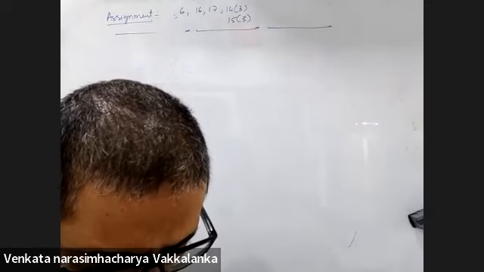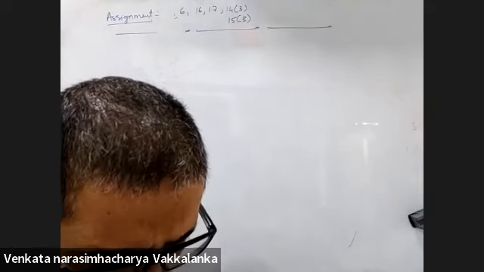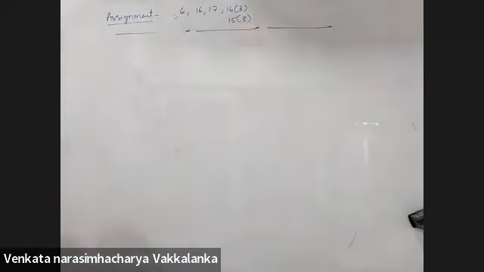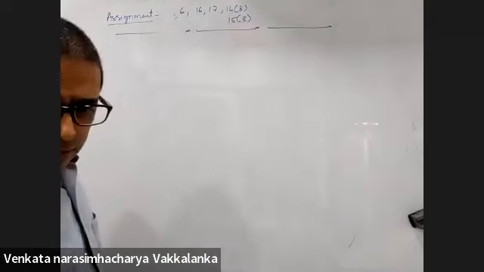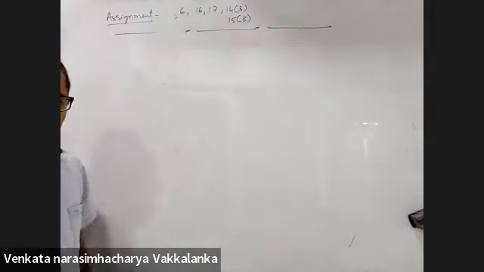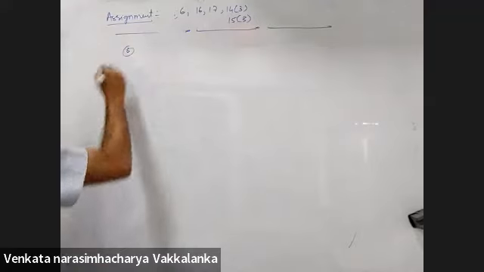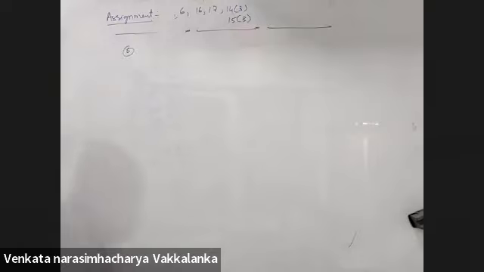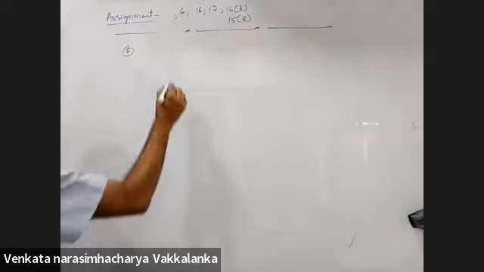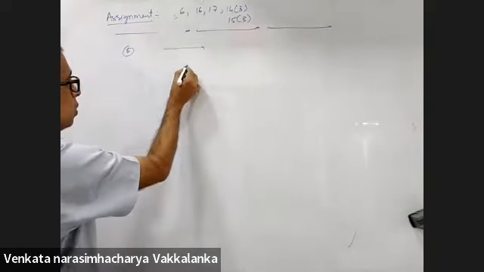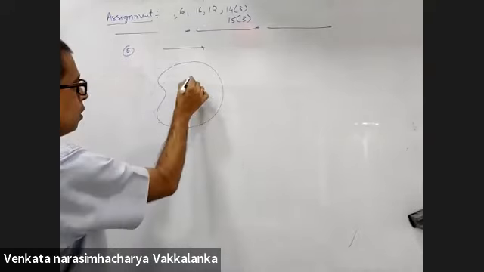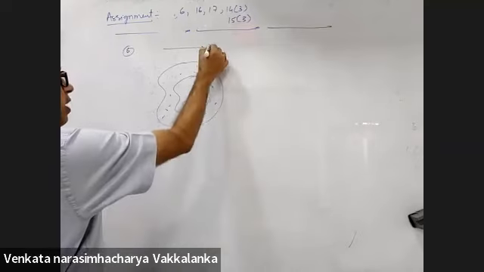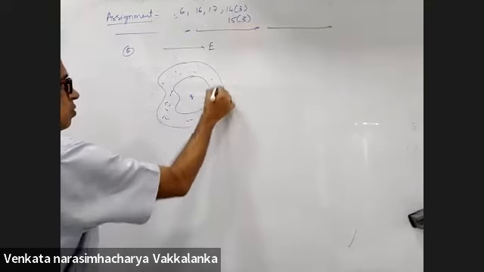Next question. What did you people say? Sixth question, right? A neutral conductor has a cavity as shown. A point charge Q is kept inside the cavity. A uniform electric field exists in the space. You have a point charge, this is a cavity, right? And you have an electric field in the space.